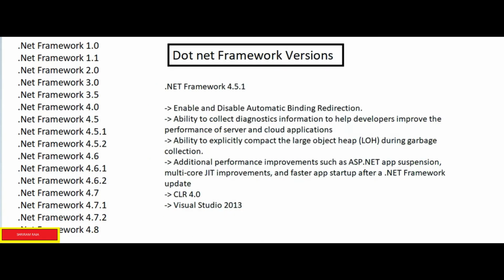In .NET Framework 4.5.1, enable and disable automatic binding redirection, ability to collect diagnostics information to help developers improve the performance of server and cloud applications, ability to explicitly compact the large object heap during garbage collection, additional performance improvements such as ASP.NET app suspension, multi-core JIT improvements, and faster app startup after a .NET Framework update. CLR 4.0 and Visual Studio 2013 have been introduced in the 4.5.1 framework.